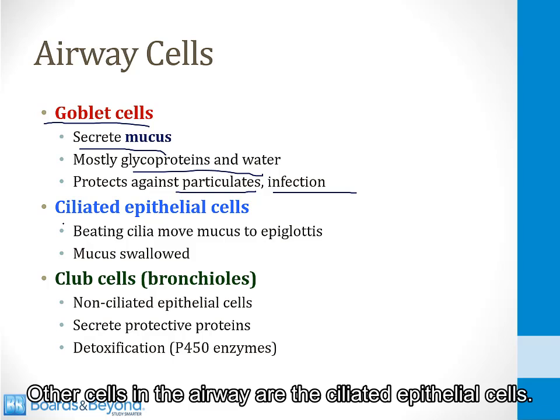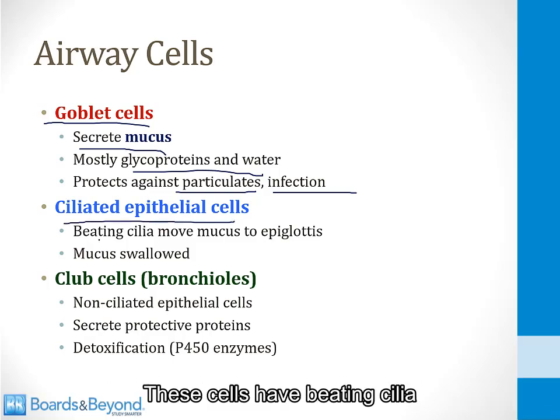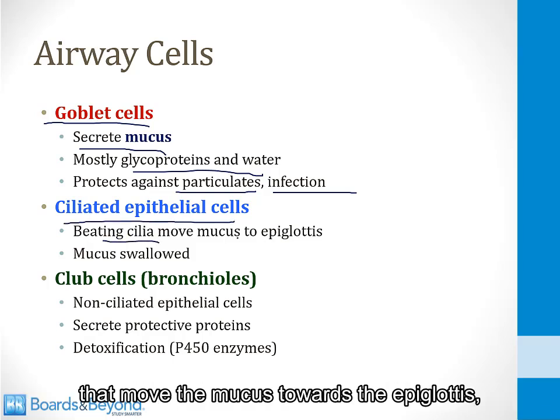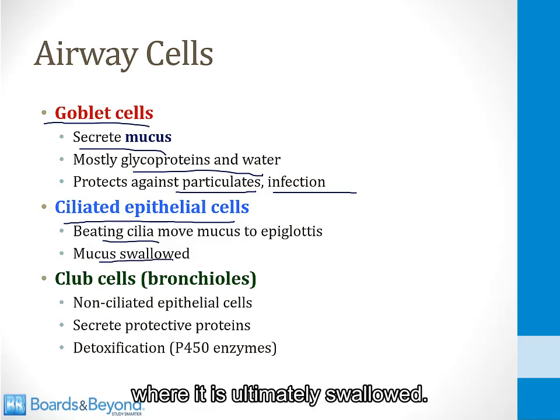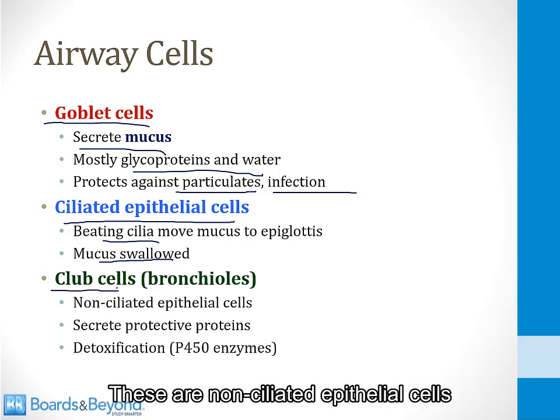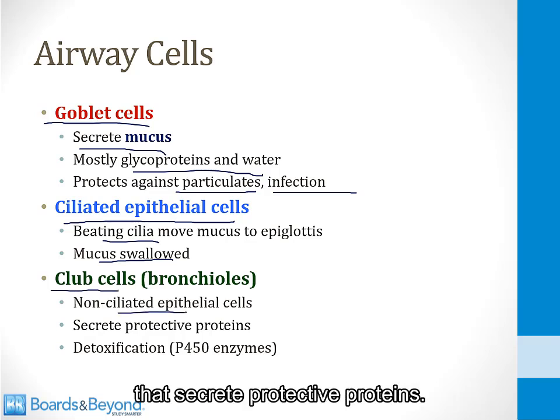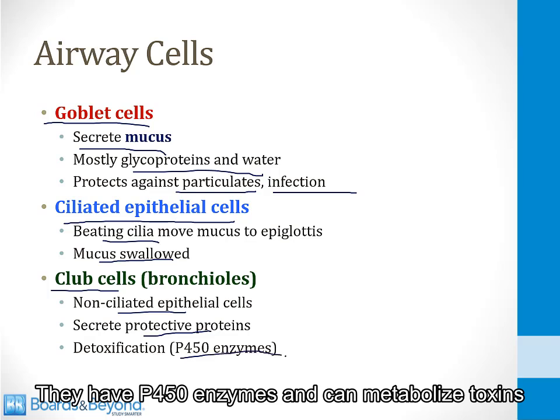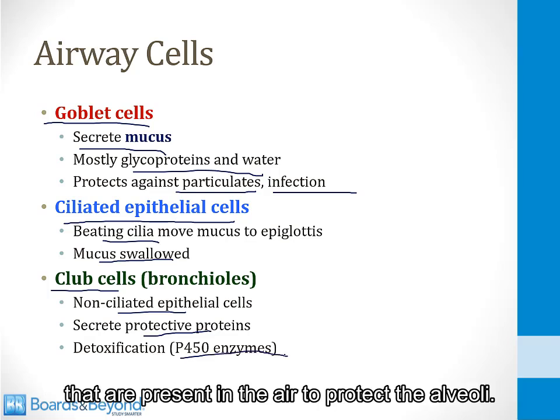Other cells in the airway are the ciliated epithelial cells. These cells have beating cilia that move the mucus towards the epiglottis where it is ultimately swallowed. And then in the bronchioles, there are specialized cells called club cells. These are non-ciliated epithelial cells that secrete protective proteins. They also detoxify the air. They have P450 enzymes and can metabolize toxins that are present in the air to protect the alveoli.